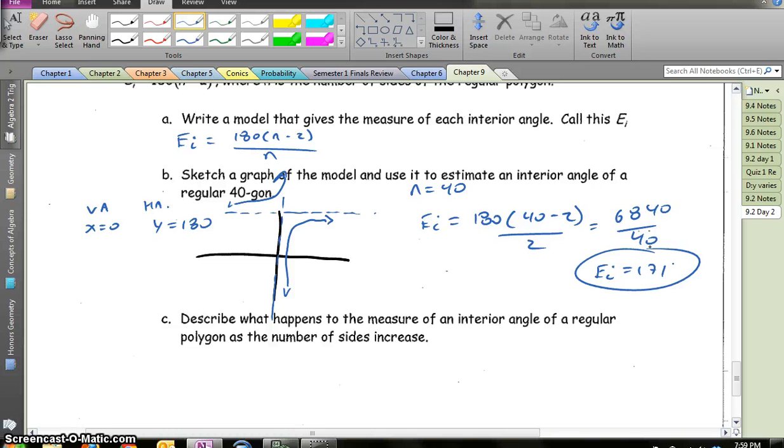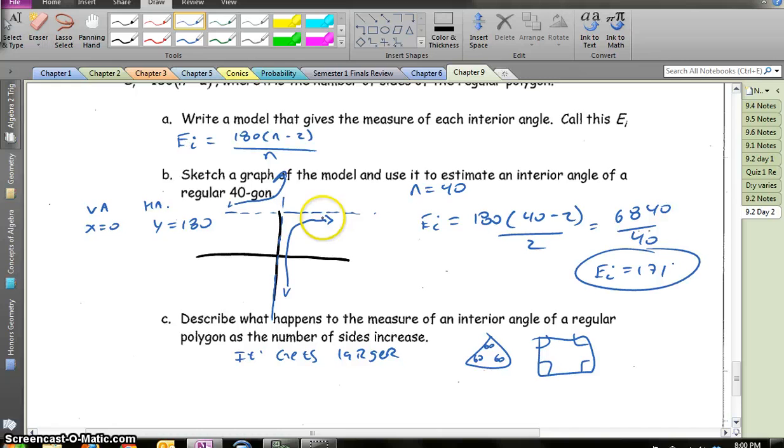The final question says, describe what happens to the measure of an interior angle of a regular polygon as the number of sides increases. Now, it's going to get larger. It gets larger, or it increases. Now, think about this. If you have a triangle, let's say they're all the same, they're all going to be 60. We know they add up to 180. If you have a square now, they all add up to 360. So that number increases, right?